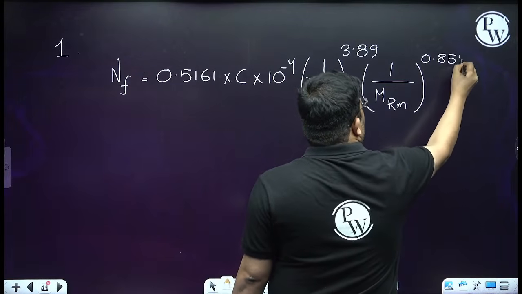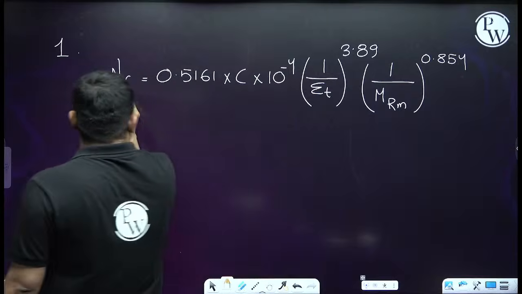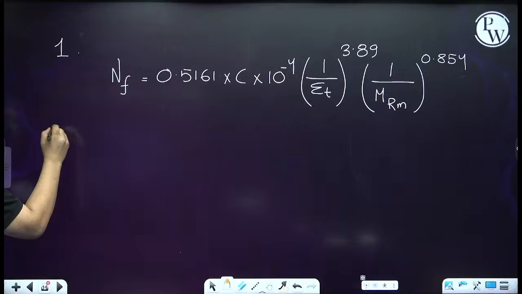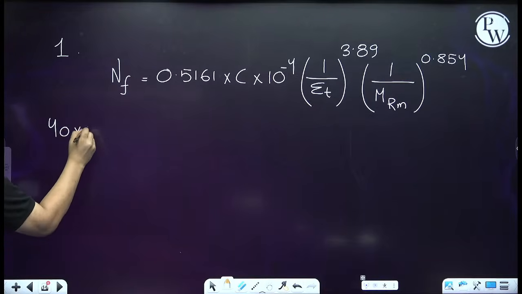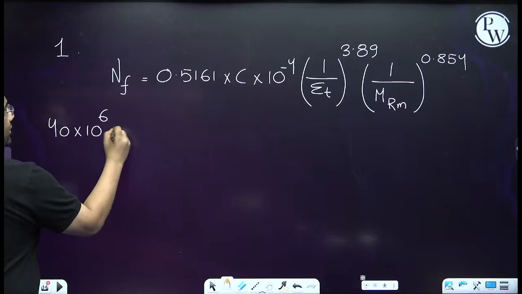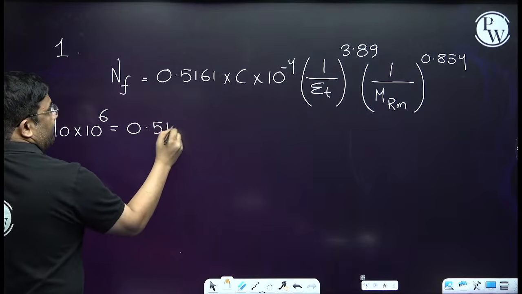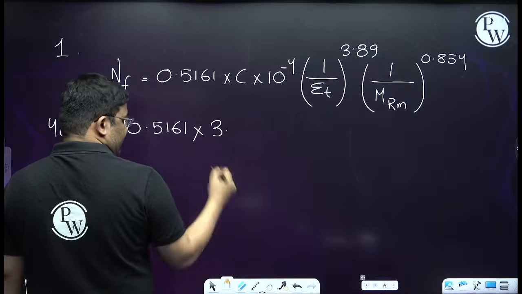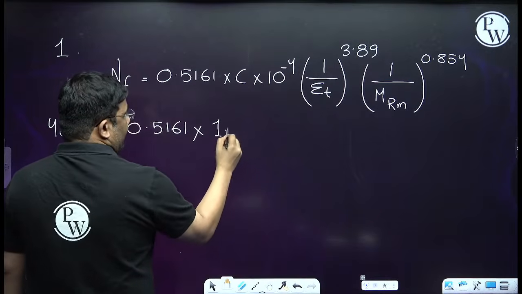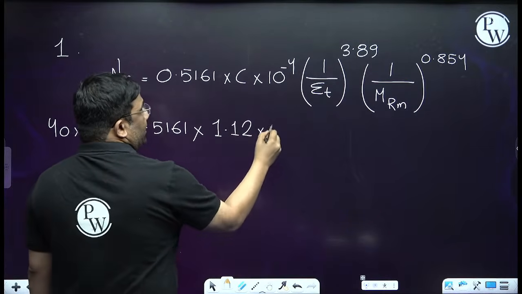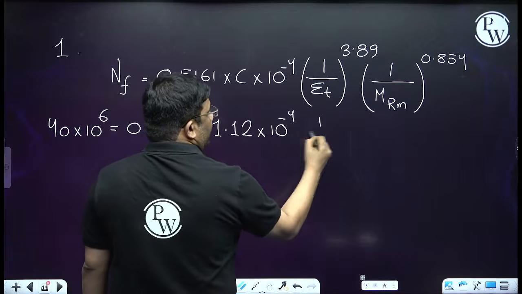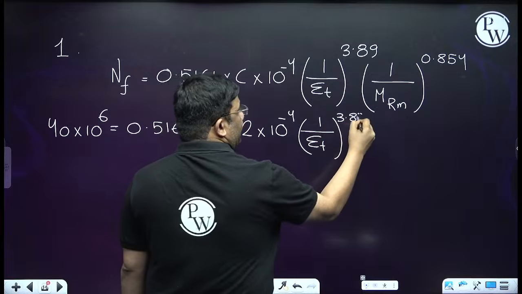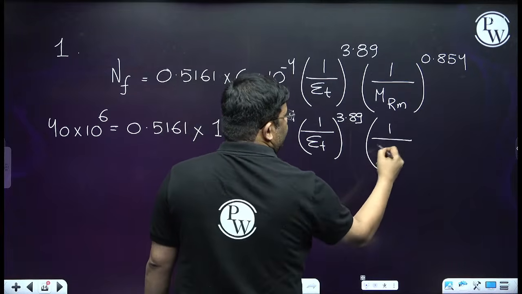Now these values are given, you see, this is the number of road repetitions, same as before, this 40 MSA. So 40 into 10 to the power 6 is equal to 0.5161 into C. What is the value of C? It was given as 1.12, the correction factor 1.12 given in the question, into 10 to the power minus 4. Then 1 by tensile strain to the power 3.89. Then you see this resilient modulus was given as 3000.